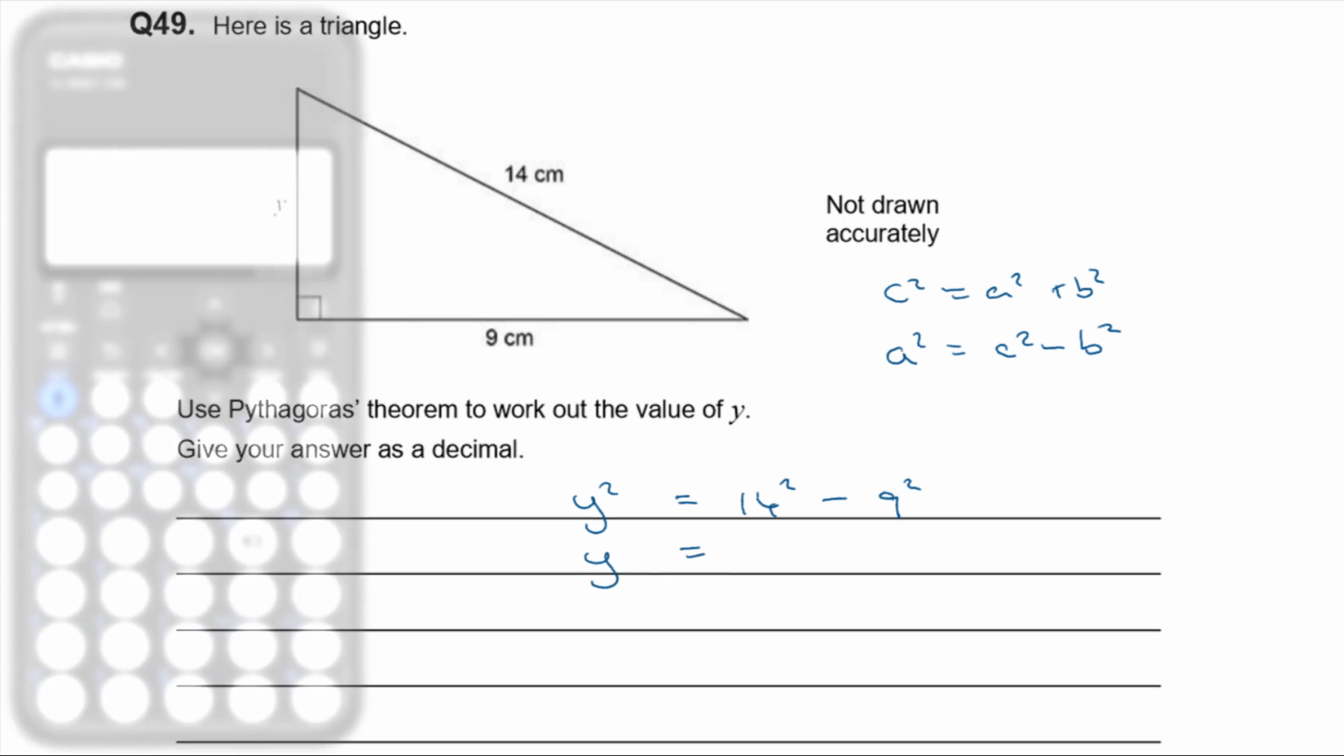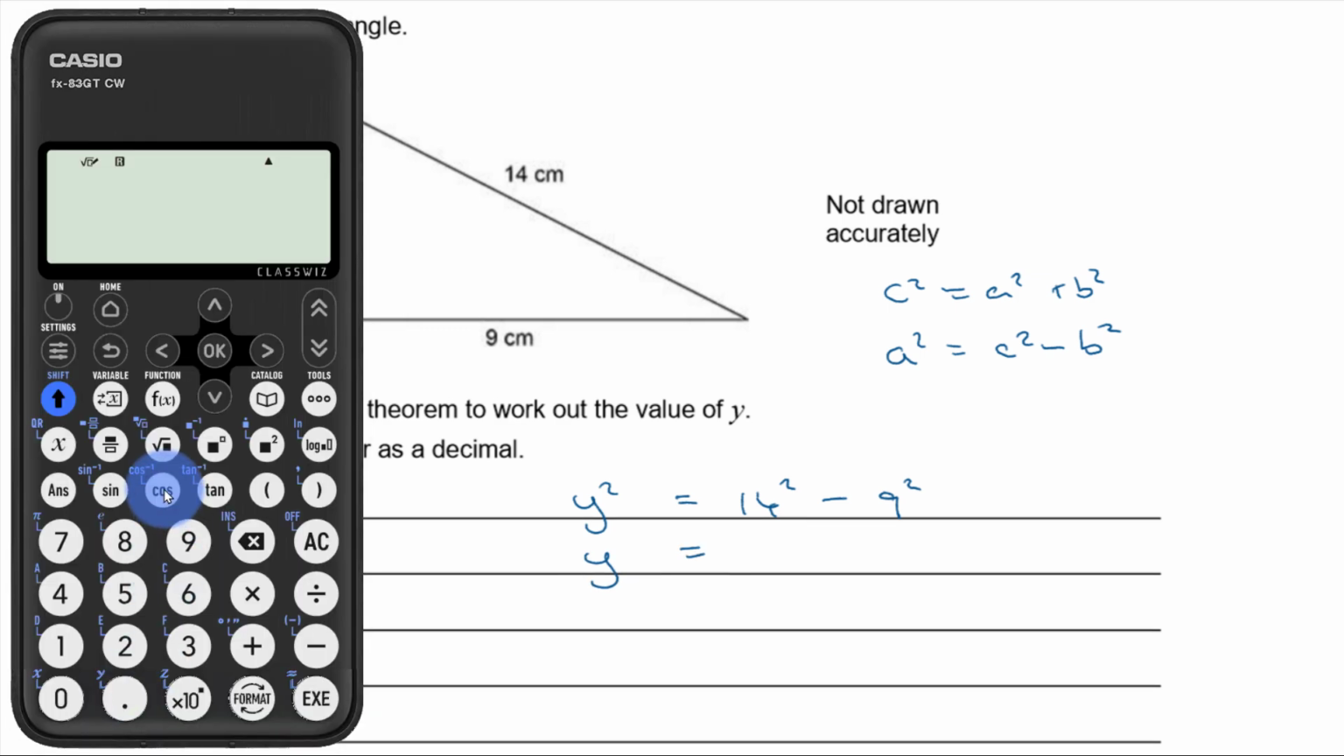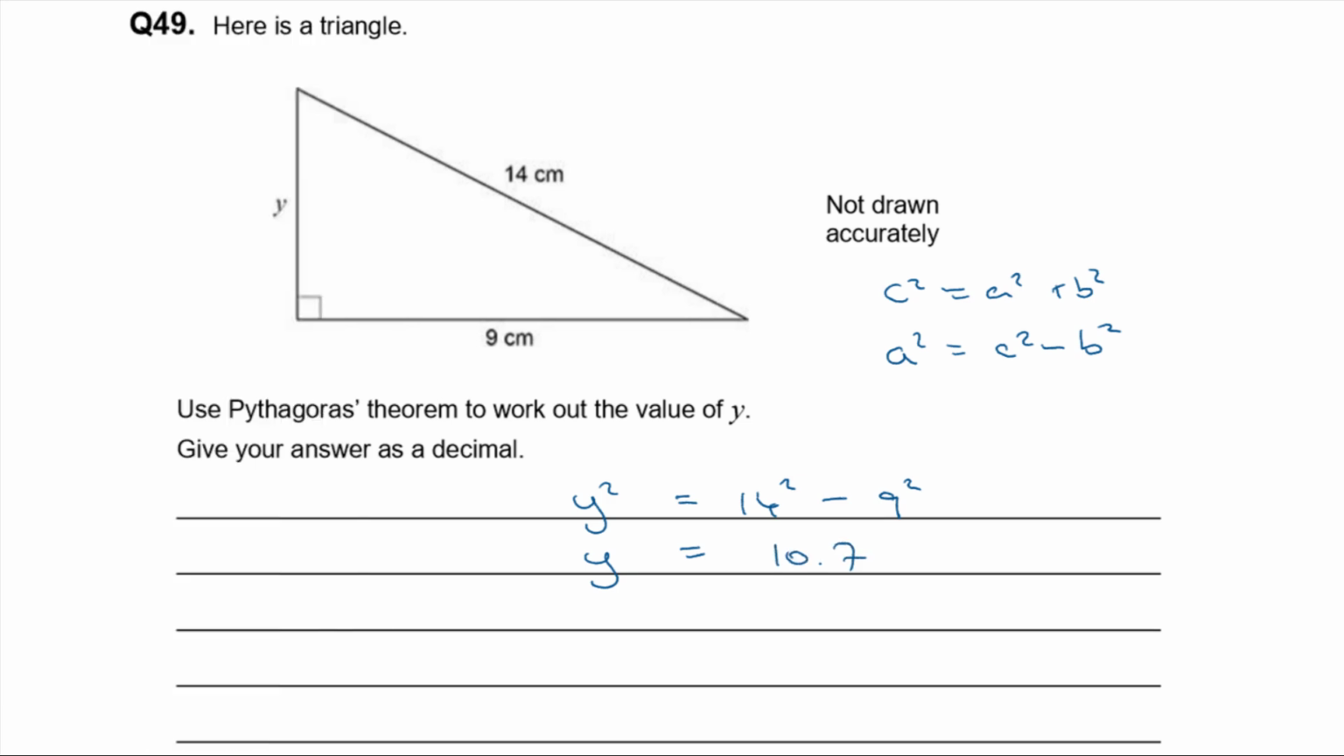I'm going to type in root and then 14 squared minus 9 squared equals. You can see that comes out on my calculator as root 115, which is 10.7 to one decimal place, or 3 significant figures. Give your answer as a decimal. Okay, well, it's not expecting us to write it all down. I think 3 significant figures is fine. 10.7 is fine for that one.